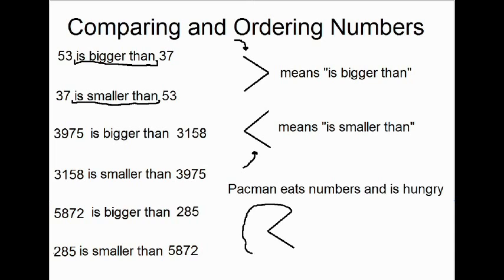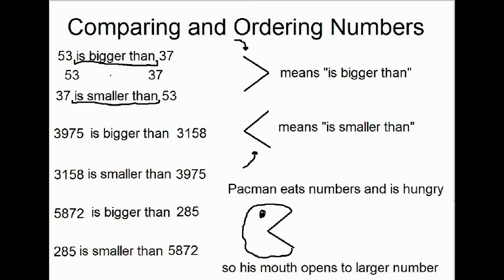If you're not familiar with Pac-Man, just go ahead and Google the video game Pac-Man, very old video game. But Pac-Man is hungry, and he eats numbers. So since he's hungry and he eats numbers, his mouth is always going to open to the larger number. So if we look at that first example up there, we're saying 53 is bigger than 37.